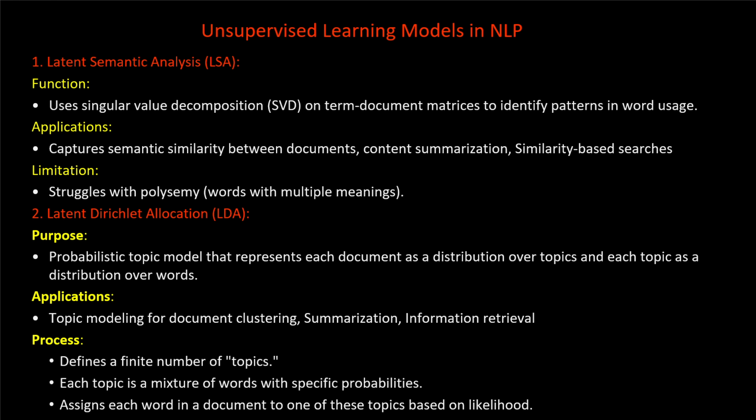The second is latent Dirichlet allocation. This is a probabilistic topic model that represents each document as a distribution over topics and each topic as a distribution over words. As an application, we can use it for topic modeling, document clustering, summarization, and information retrieval.